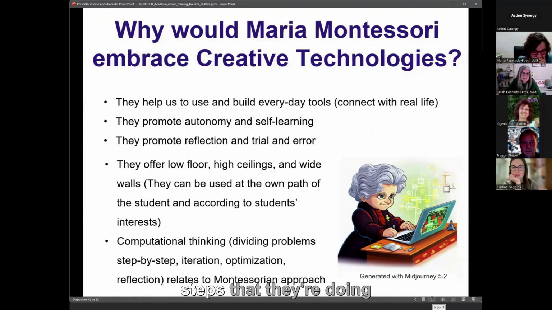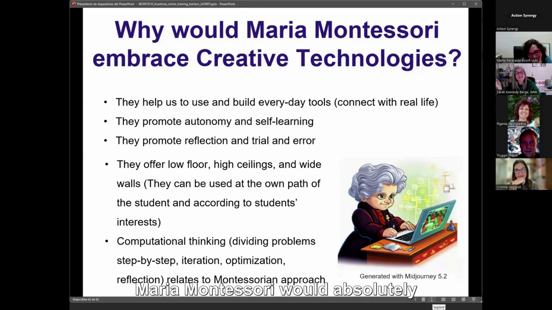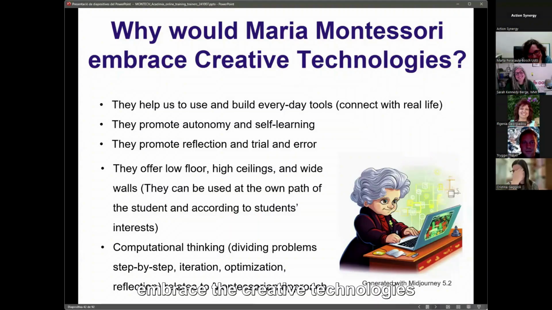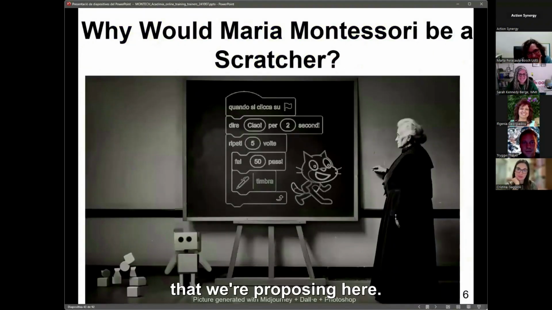And of course, the computational thinking is so important in everything we're doing. These are the same steps that they're doing with any material, really. We want them to think and reflect critically and understand how things fit together. And if I move something here, how will it affect other things, and so on. So all of the repetition and all of this is exactly what we're doing in a Montessori classroom. So we feel very strongly and passionately that Maria Montessori would absolutely embrace the creative technologies that we're proposing here.